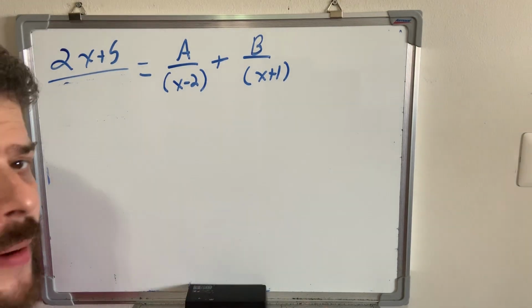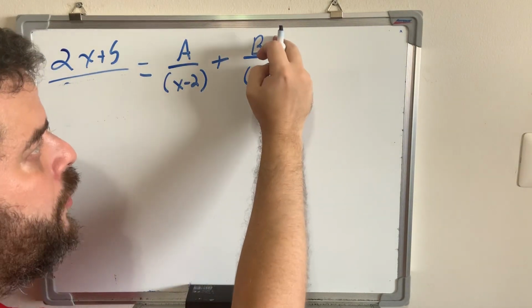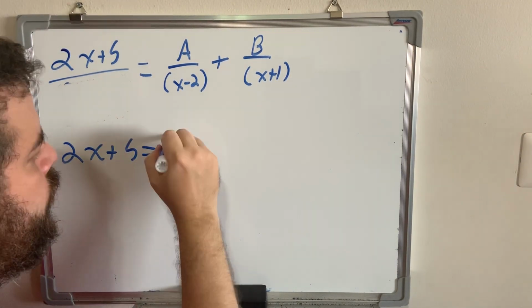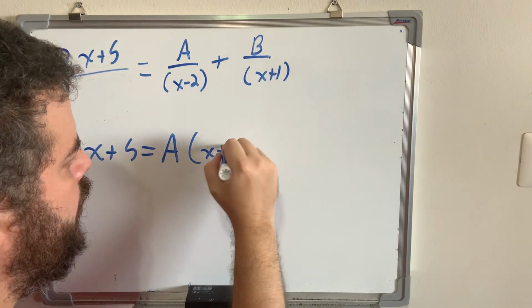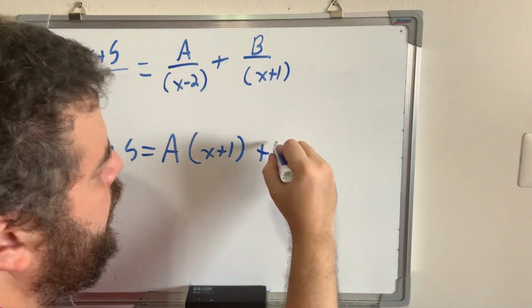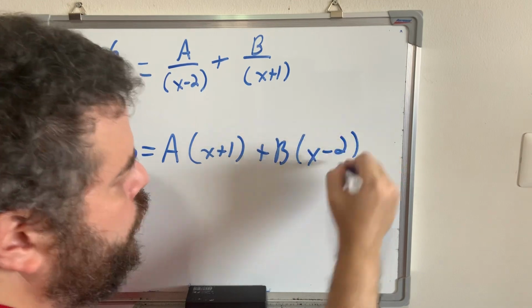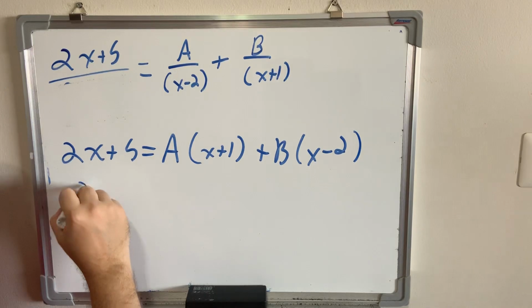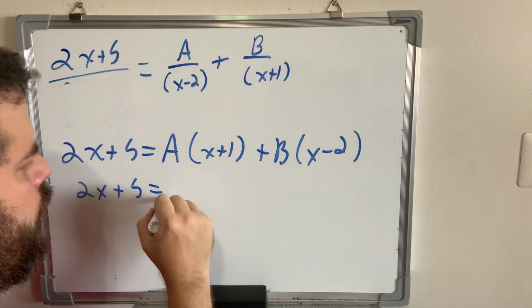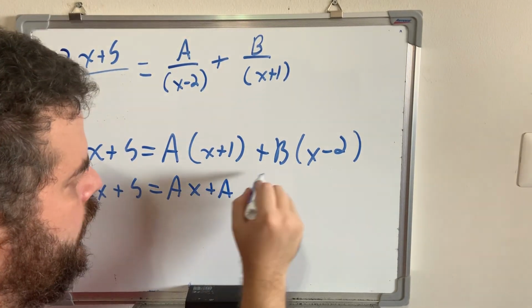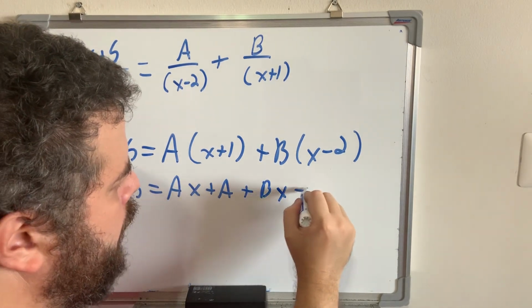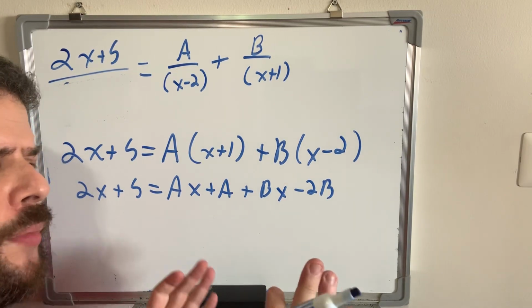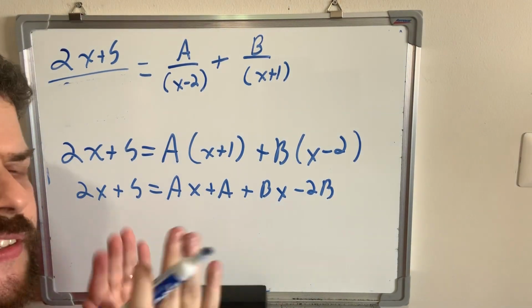And all I do, again, remember, multiply A times this and multiply B times this. So I'm going to end up with 2x plus 5 equals A times x plus 1 plus B times x minus 2. I'm going to distribute my values within the parentheses. 2x plus 5 equals ax plus A plus bx minus 2b. Distributed properly. Next step, I'm going to put together the values that have the same degrees.